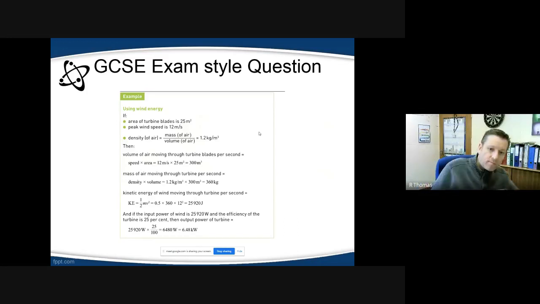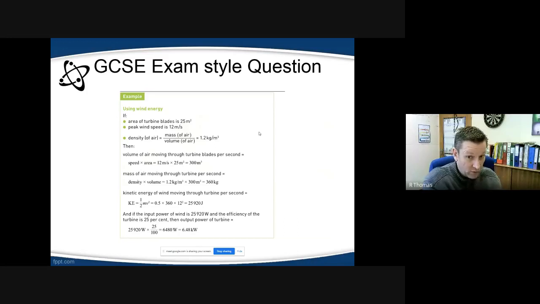Then we can work out the amount of energy that turbine is creating using the kinetic energy formula. Kinetic energy is a half times the mass times the velocity squared. So now we've worked out the mass is 360, so it's half of that. We know the speed of the air, or velocity, is 12. So chuck those numbers in the calculator and I get that amount of energy in joules. And then they tell us that the efficiency of this wind turbine is 25%. So how much power comes out of the turbine? Well, you have to find 25% of that energy. Just multiply it by 0.25, and then you get the output power in watts.